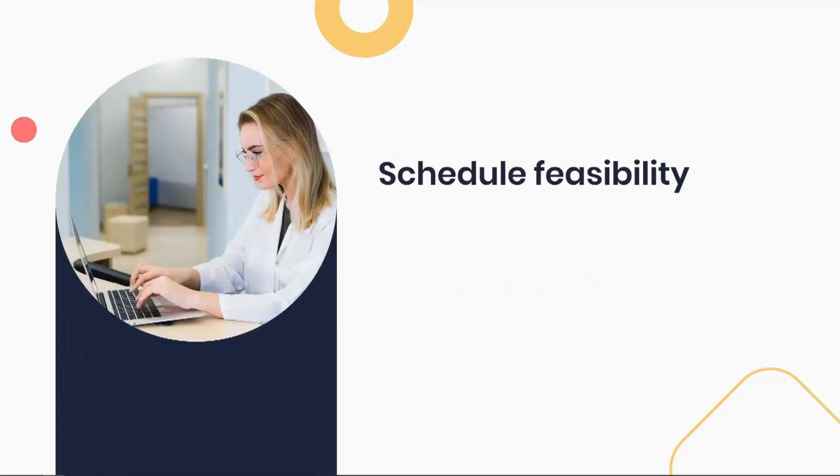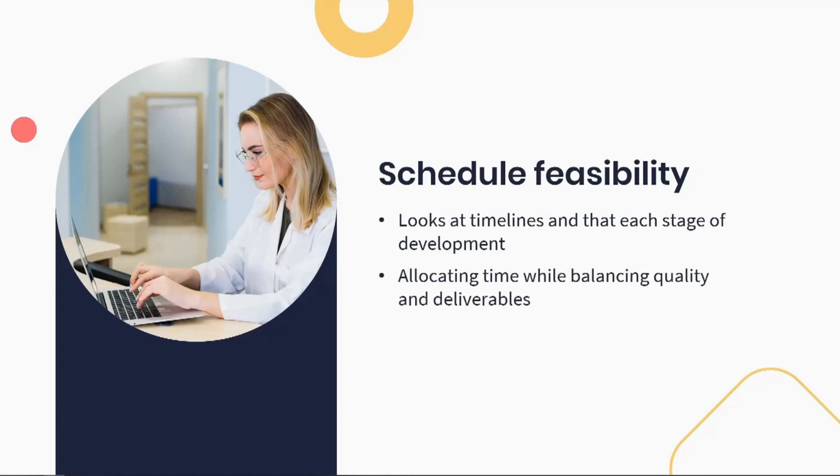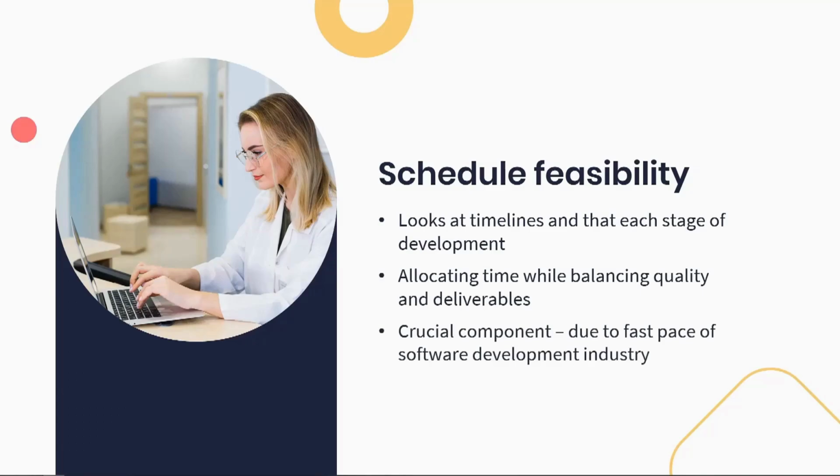The last and probably the most obvious part of the study is the schedule feasibility. This is where most computer scientists are guilty of not doing things properly. Schedule feasibility looks at the timelines and deadlines which will be followed in the course of development. This makes sure that each stage of development is given a fair share of the developer's time without sacrificing quality and deliverables. This is one of the most crucial components of the feasibility study, as it will determine whether the project will be completed in time.